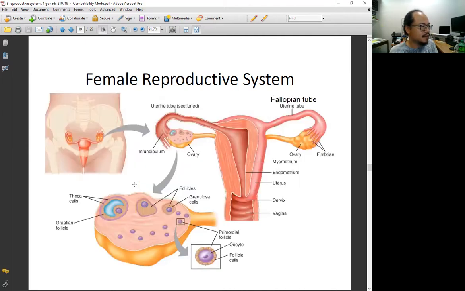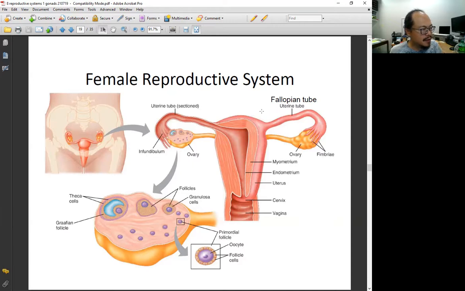Okay. So this is a picture coming from the textbook. I was thinking to replace that one with this one, but I forgot to delete the other one. That's okay. With this one, I like it better because it also shows you where the oocyte is.